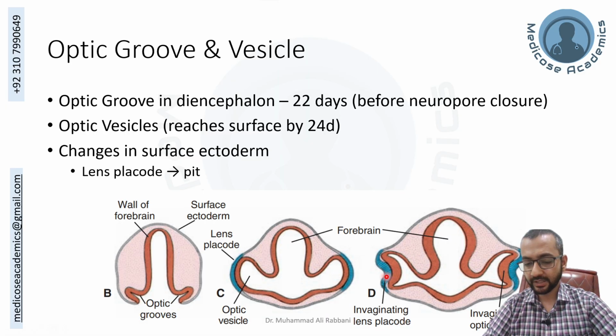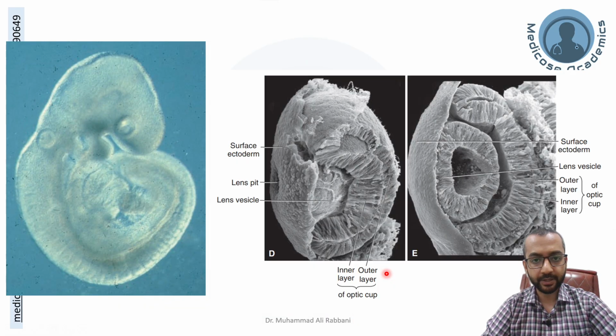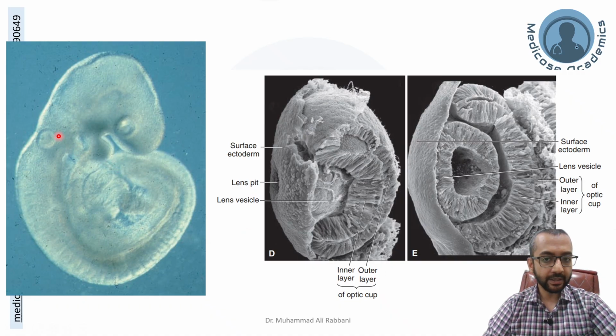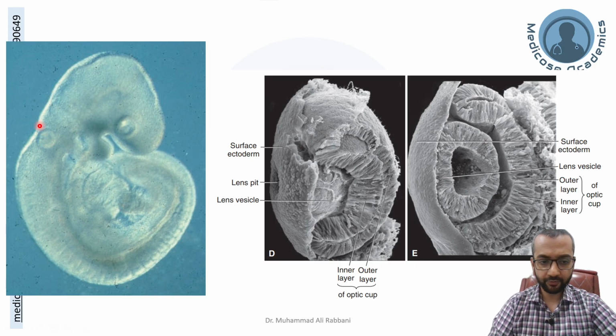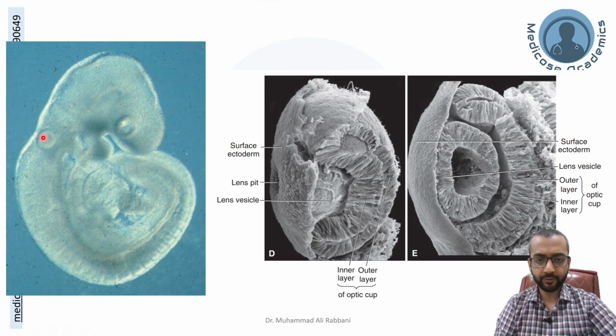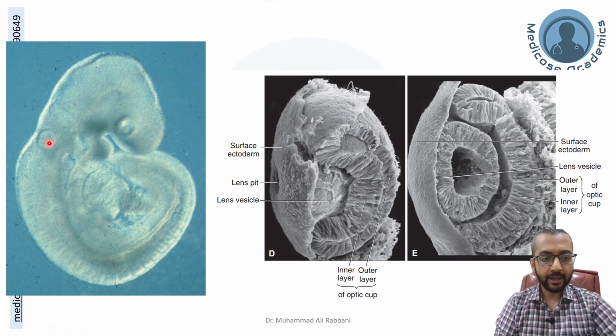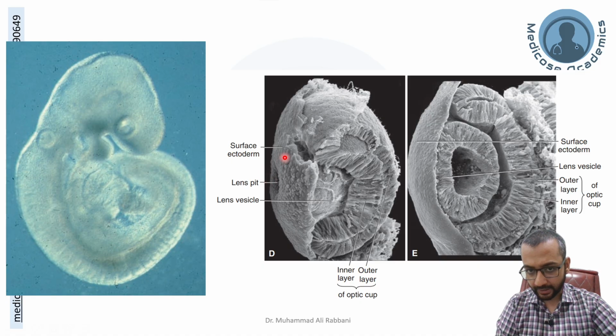So this is the invaginating lens placode. This will become the lens pit. So here is the part in the embryo where the lens placode is forming. Roughly day 22 to 24 will be this embryo age, and these are pictures from Langman's Embryology. Here the lens pit is shown, and this is the lens vesicle that is developing, and this is the optic vesicle that is now folded upon itself, so making the optic cup.